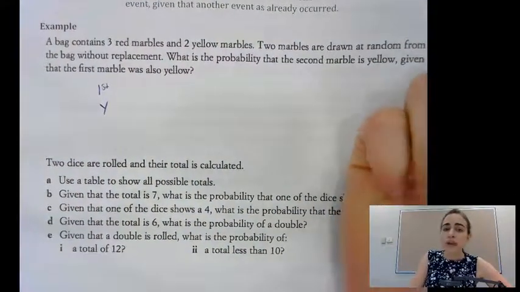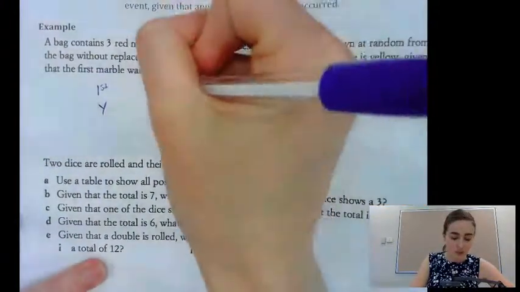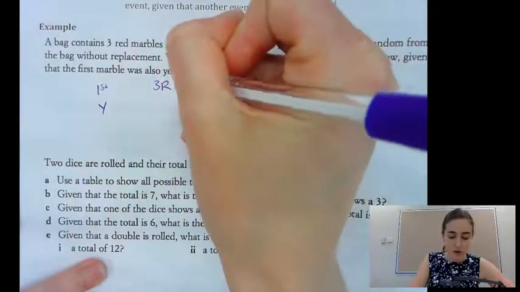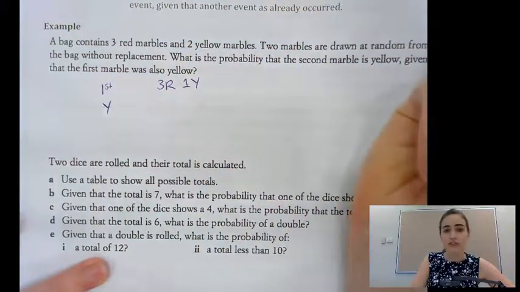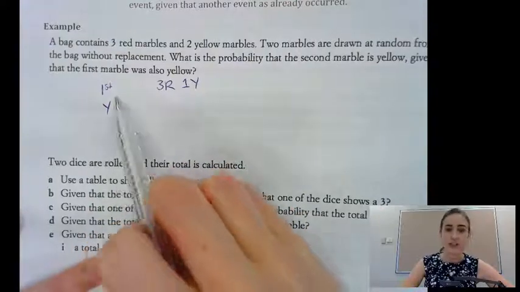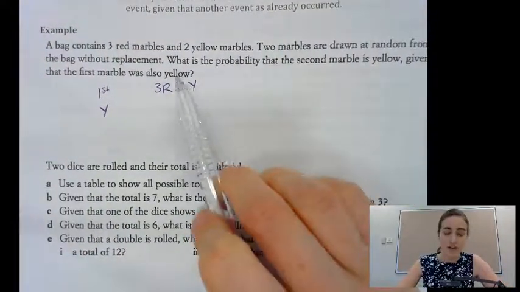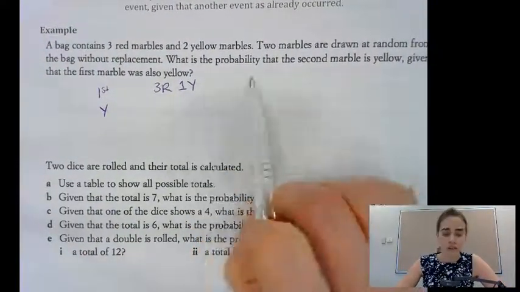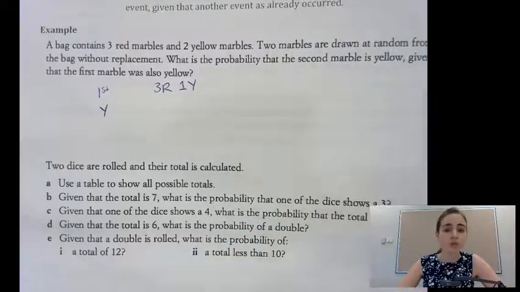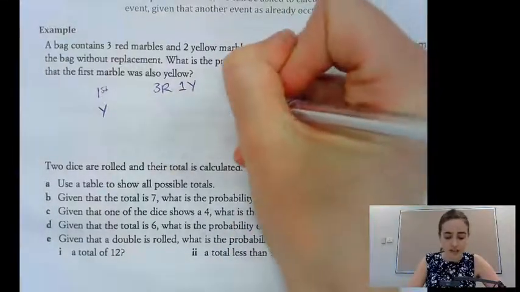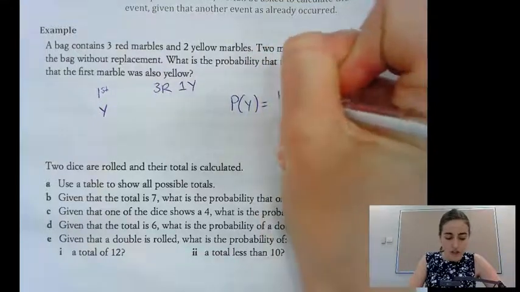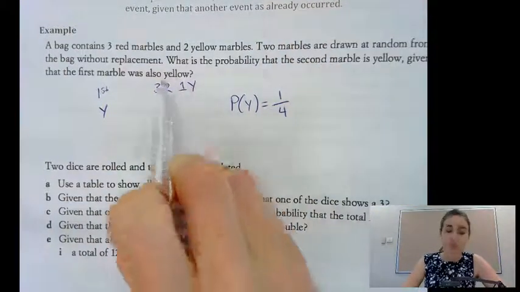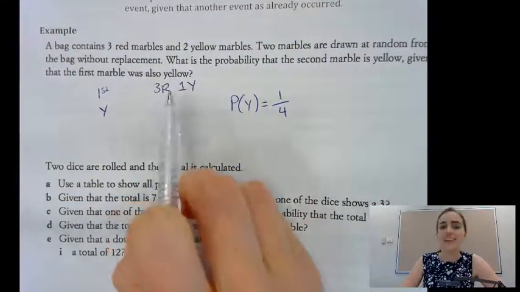That means that what we have left in the bag is we're still going to have 3 red, but we're only going to have 1 yellow left. So given that we know this happened, we can look at what's left over, and we can figure out the probability that the second marble will also be yellow, which would just be 1 out of 4, because there's 4 marbles left, and only 1 of them is yellow.